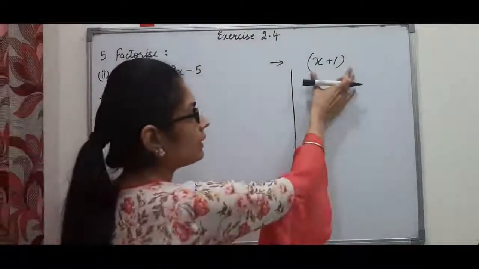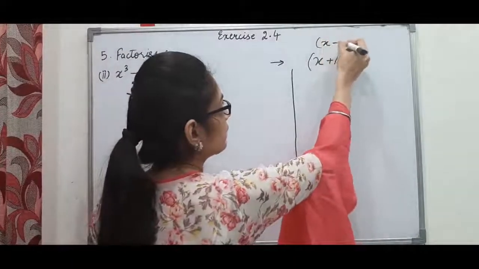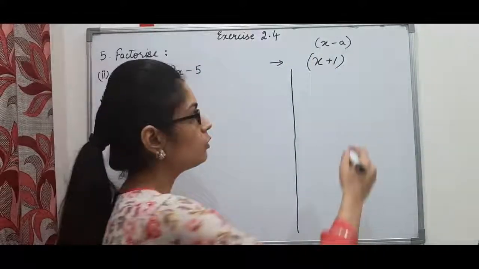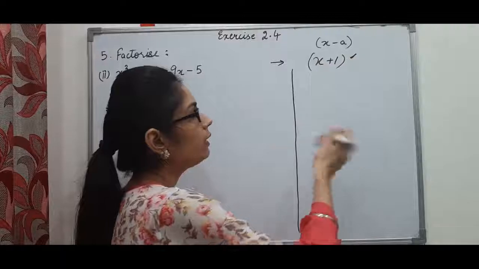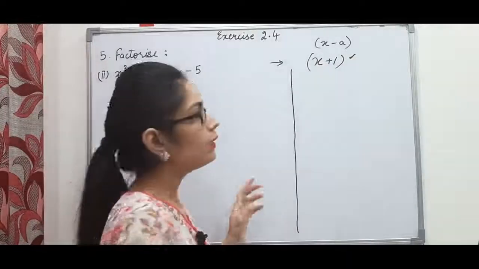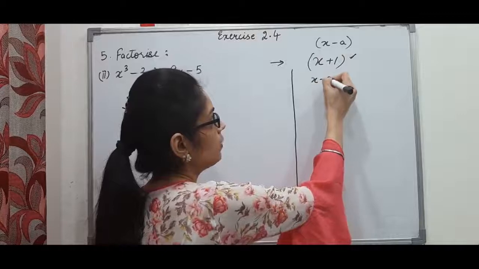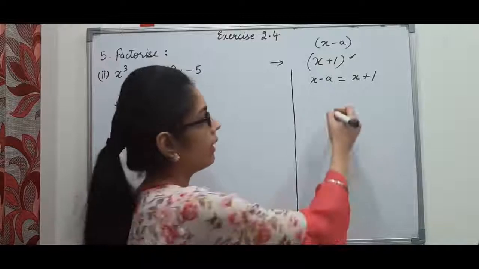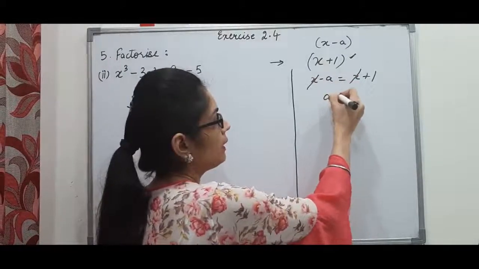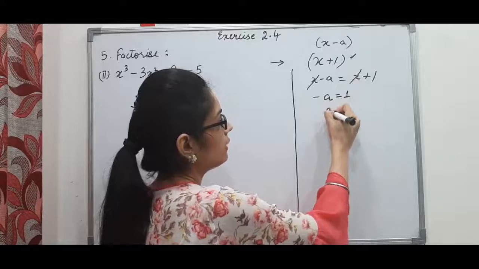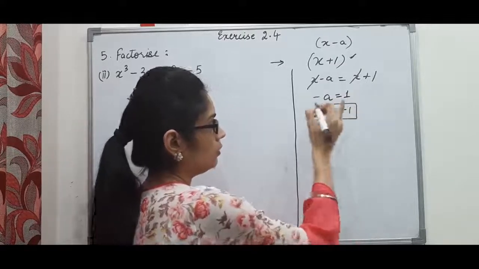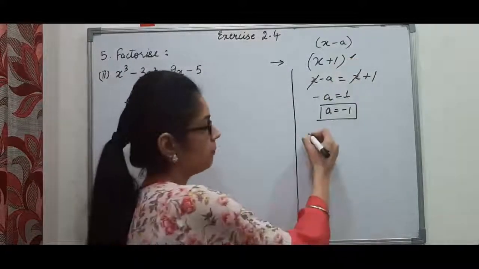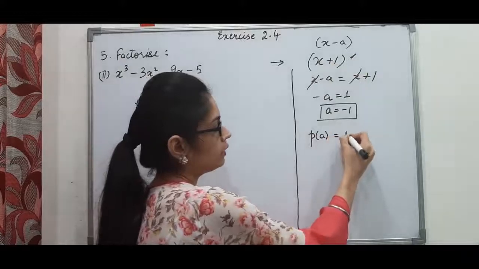So now this x plus 1 is our x minus a, which we have come across while doing the factor theorem. If x plus 1 is a factor of p(x), it means this is equal to x minus a, and I can get the value of a. So minus a is 1, or I can say a is equal to minus 1. So from here I got one value of a. Now this will be a factor if p(a), or p(minus 1), will be 0.